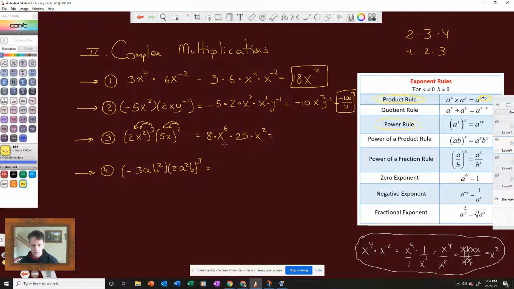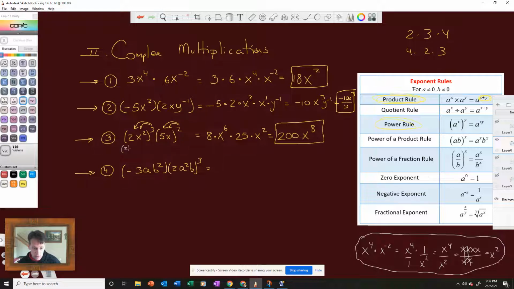Okay, well, you could reorder these things, but you can do it in your head. 8 times 25, that gives you 200. And then x to the 6 times x to the second, that's going to be x to the 8th. If at any time you want to expand these things, you can do that. You can always expand things, make it a little bit easier for yourself. Like you could do this if you wanted to.